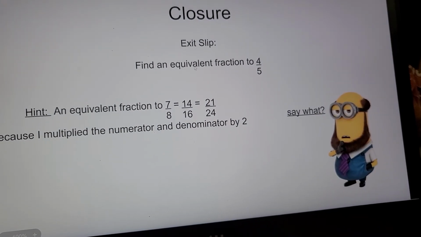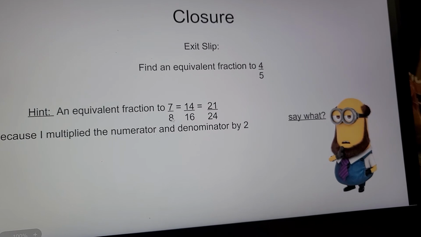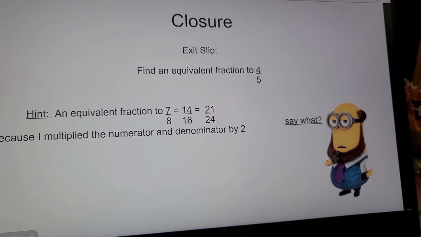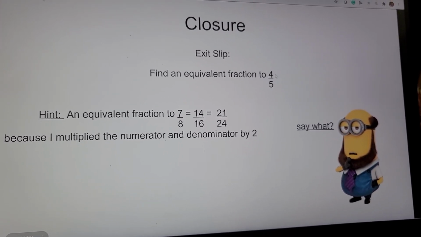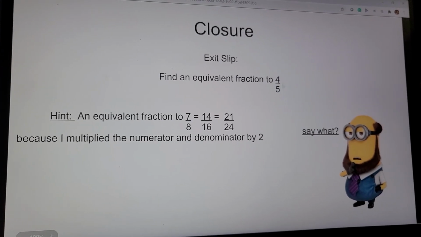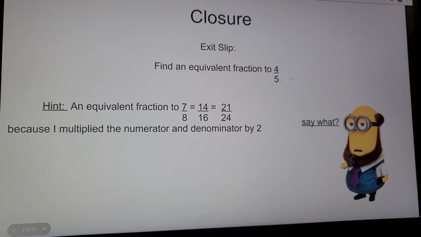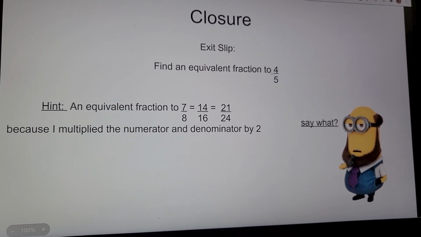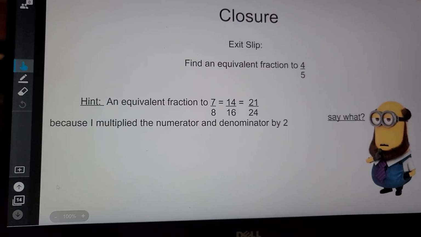So our closure was find an equivalent fraction to 4 over 5. So 7 over 8 equals 14 over 16 or 21 over 24. So I multiply the numerator and denominator by 2. So an equivalent fraction for this closure might be 4 times 2 is 8, 5 times 2 is 10, 8 over 10. You could actually go the opposite way too and divide it by 2, and you would get 2 over 2.5. And that concludes the lesson.